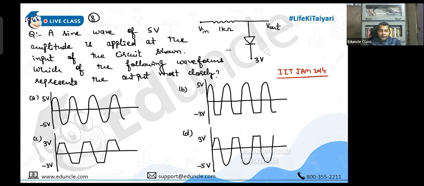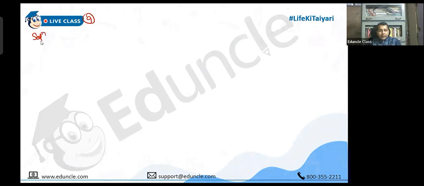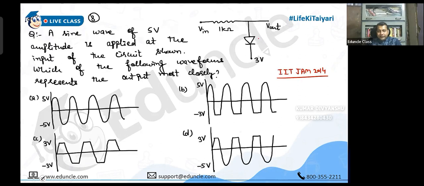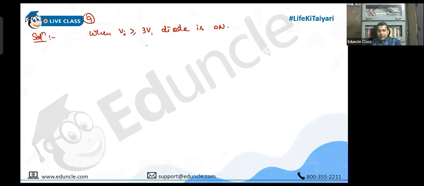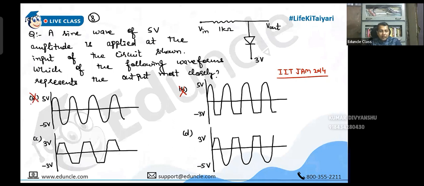Okay, let me tell you then. See, when the input voltage is greater than 3 volt, then this diode will be on, because already there are 3 volts at the negative terminal. So for Vi greater than or equal to 3 volt, the diode is on. And when the diode is on, it will keep only 3 volt, and we are taking the output across the diode. So the output will become constant at 3 volt for the input voltage greater than or equal to 3 volt. That is, the part of the input above 3 volt is clipped. So this one is wrong, this one is wrong. It can be either C or D.